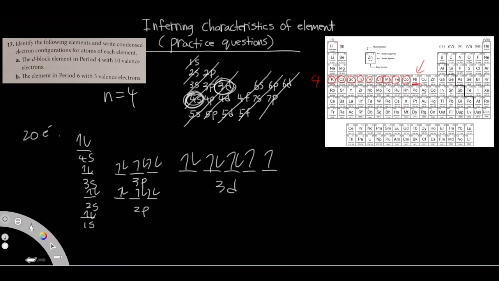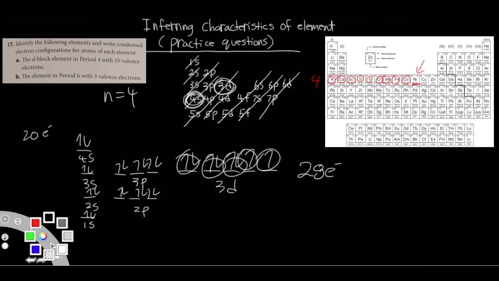All right, so we got to here. Okay, that gave us 20 electrons. So 22, 24, 26, 27, 28. 28 electrons. Where is that on the periodic table? This is obviously going to be nickel.